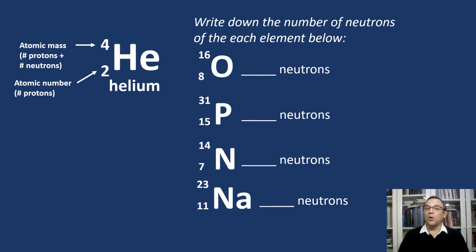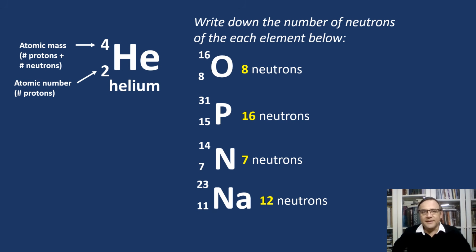Knowing both the atomic number and atomic mass allows us to calculate the number of neutrons in an element. For example, oxygen. Subtract 8, the atomic number, from 16, the atomic mass, and you get 8 neutrons. Phosphorus. Subtract 15 from 31 to get 16 neutrons. Nitrogen. Subtract 7 from 14 to get 7 neutrons. Here it is. By using the periodic table, you can easily find the atomic mass, atomic number, and number of neutrons for any element. These simple subtractions lead us to a better understanding of atomic structure.